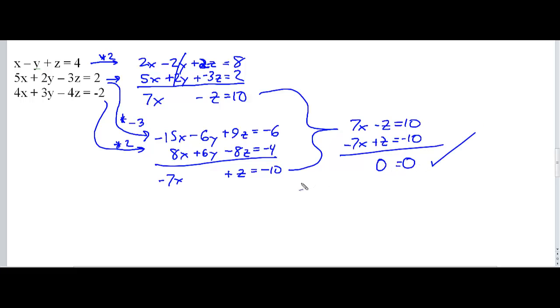This is a true statement. Whenever I have a true statement and all the variables eliminate, I must be dealing with the same plane written in a different way, and this is called a dependent solution. It will happen once in your homework. If you find your x's and y's all getting eliminated and a true statement resulting, this is a dependent situation where the planes are overlapping each other.